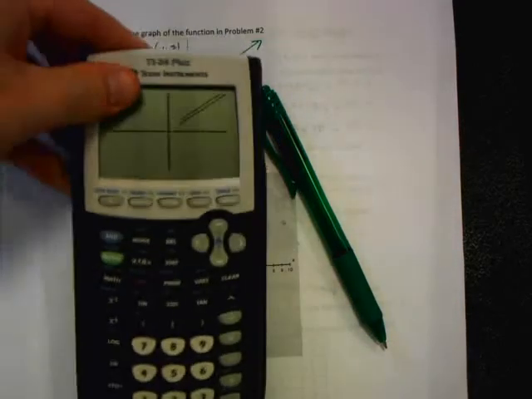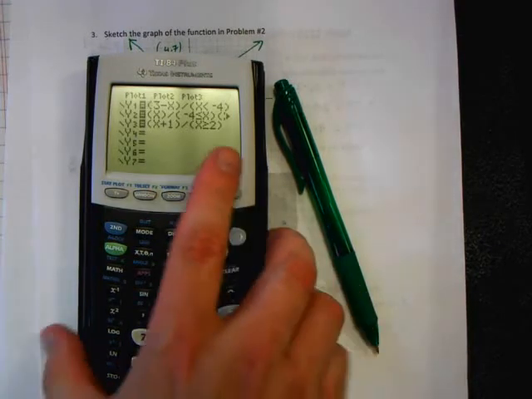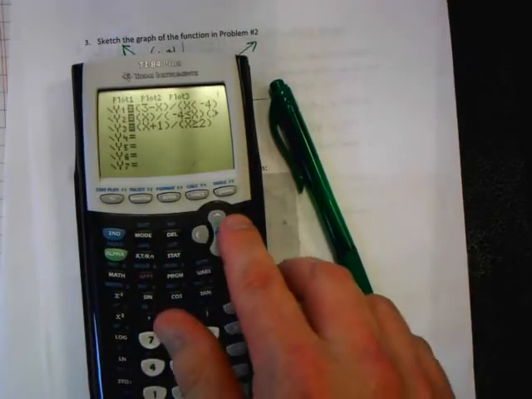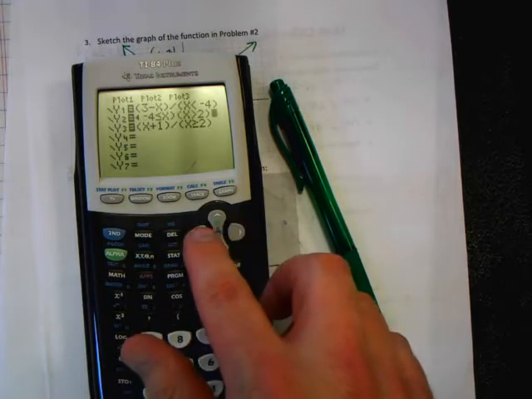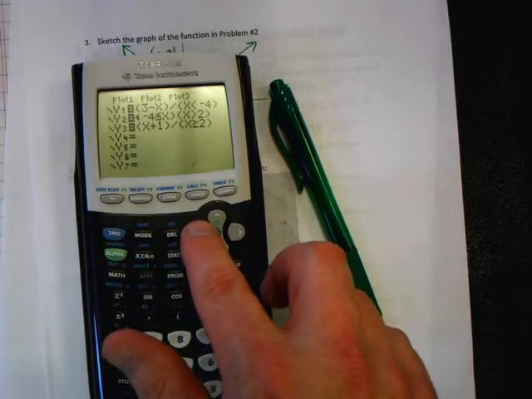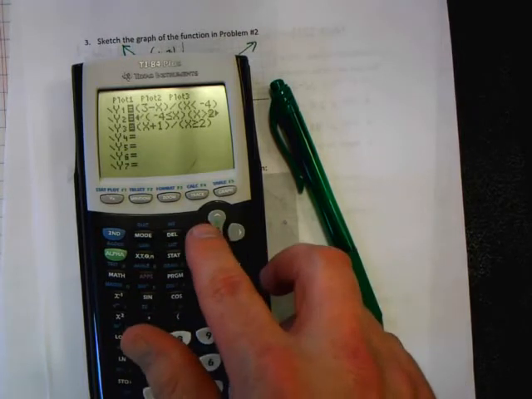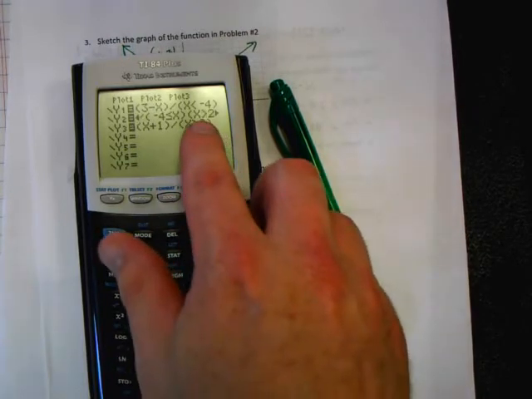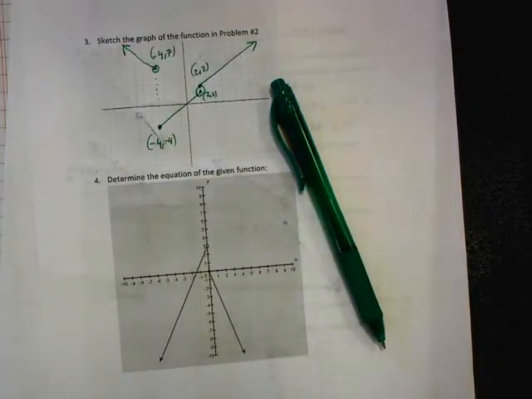Yes? Yours did something goofy too. Let's see. -4 less than or equal to x. This one should be x is less than 2. Oh, you have greater than. All the calculator issues.